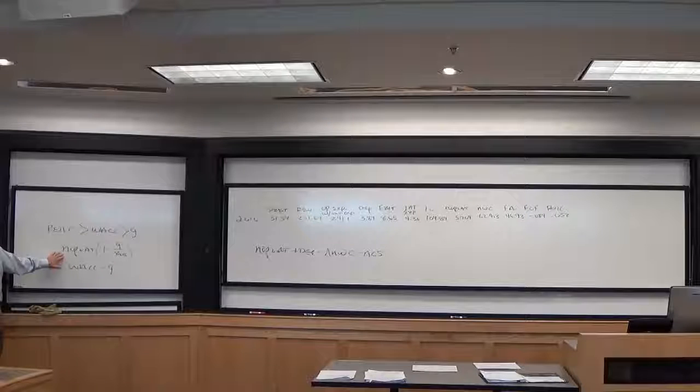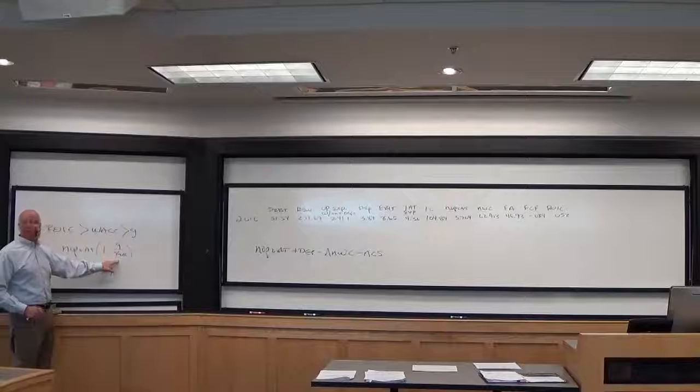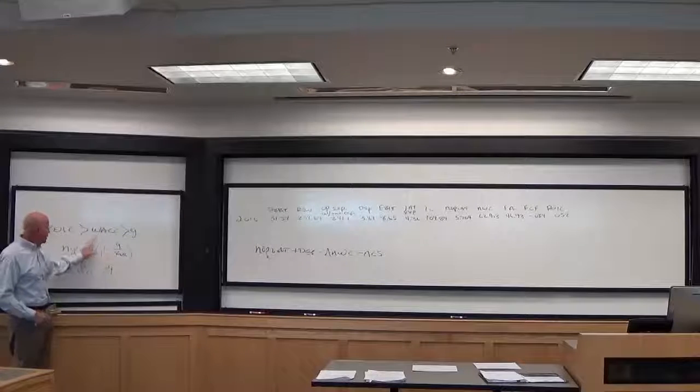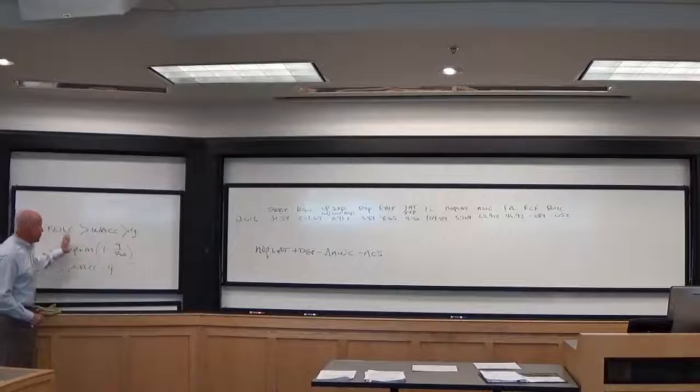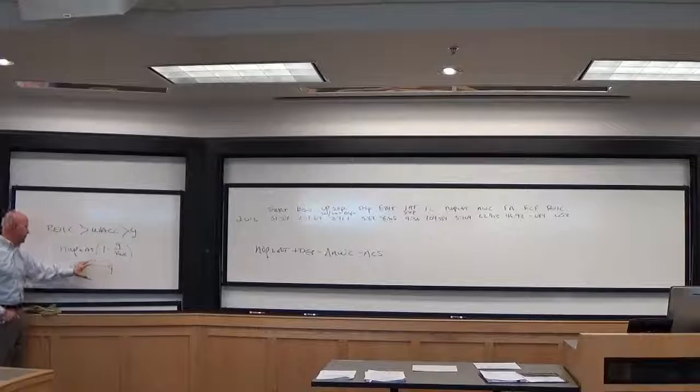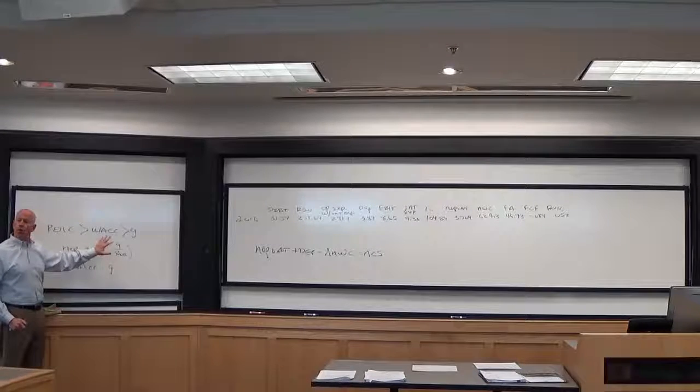Okay, that said, if NOPLAT's negative, we're in deep stuff. If G over ROIC is greater than 1, so G is greater than ROIC, it causes this term to be negative, which then causes the numerator to be negative. And even if the denominator happens to be positive, we still got a negative term, right? But that's not necessarily horrible.